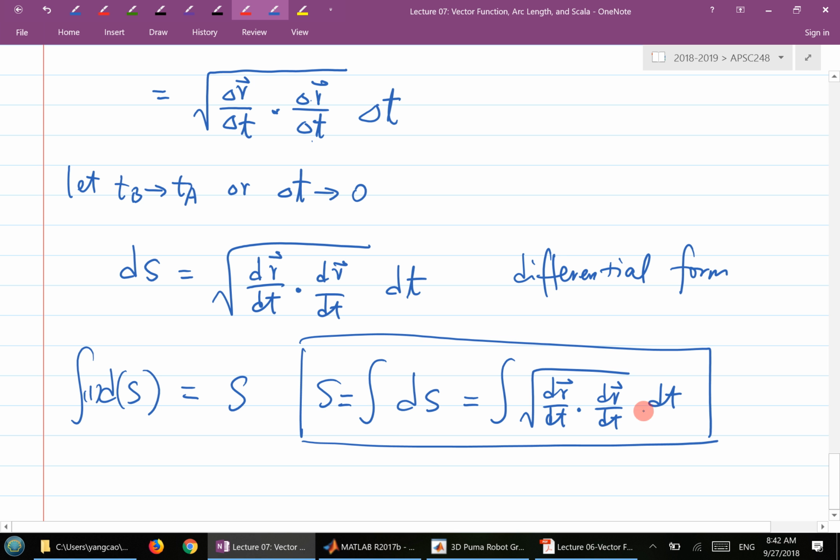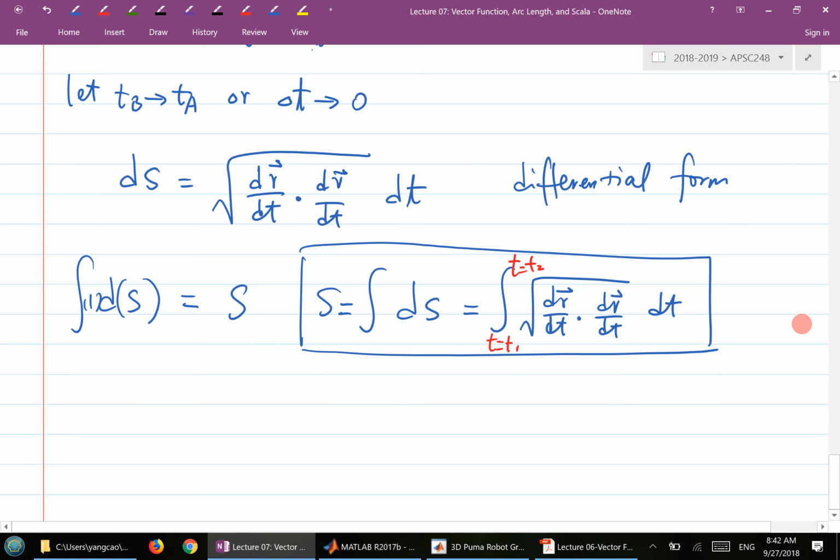And of course I need to write down the limits for the integral, because we're talking about the t limits here. So t goes from t1 to t2. That's the beginning value of t and the end value of t for that segment of our curve C. A very useful expression.